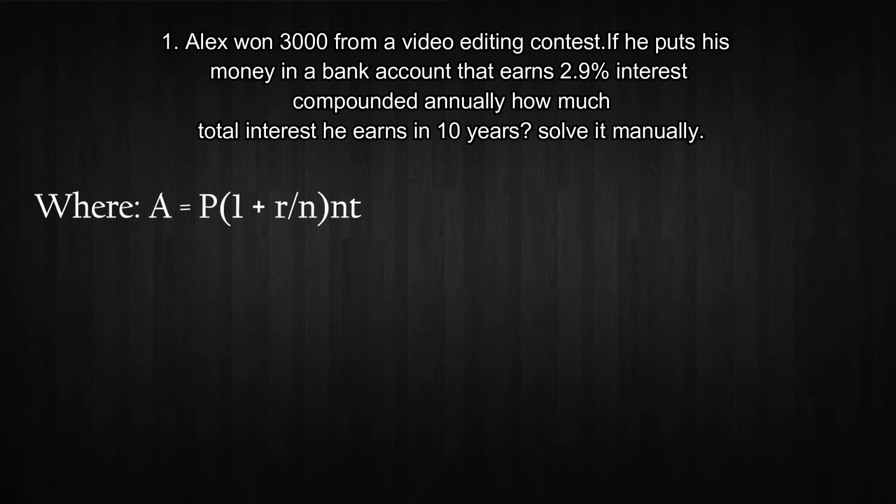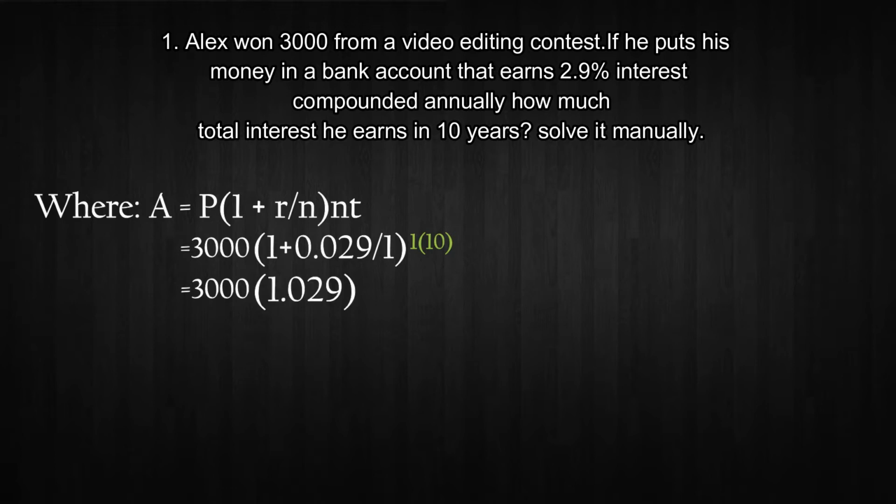So P is the principal. He puts 3,000, his money, in a bank account, with an interest rate of 2.9%. If we divide that by 100, that is 0.029. So basically, that is divided by 1 so that his account is credited with interest every year. 1 plus 0.029 divided by 1. 1 times 10 is 10.